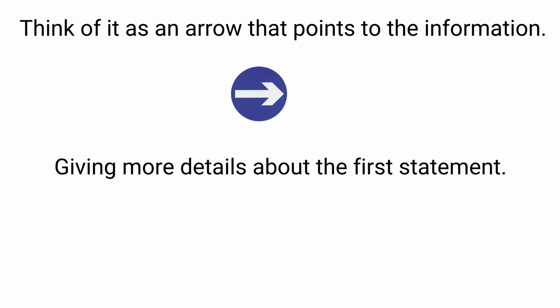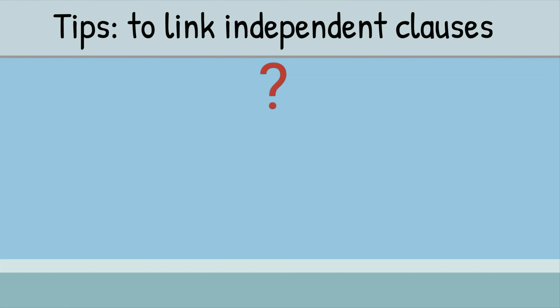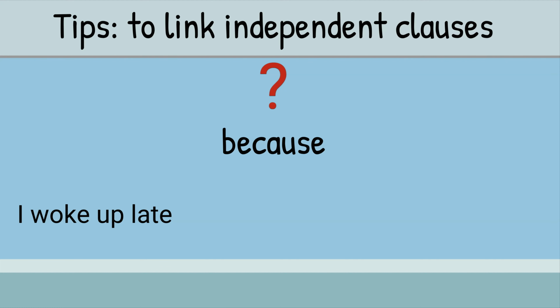If you're in doubt, always think of a colon as an arrow pointing to the information in a sentence. The easiest strategy is to ask yourself, can I link these two independent clauses with the conjunction because? If the answer is yes, you can use a colon.